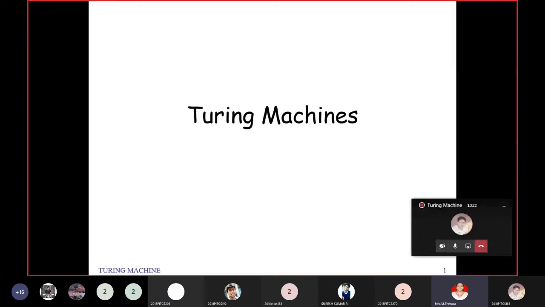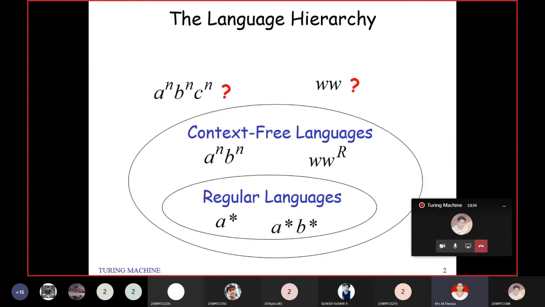Good morning, all. Today we are going to learn about Turing machine. In the previous classes, we have learned finite automata and push-down automata. In the Chomsky hierarchy of languages, we have seen regular languages and context-free languages. Regular languages are accepted by finite automata, whereas context-free languages are accepted by push-down automata.